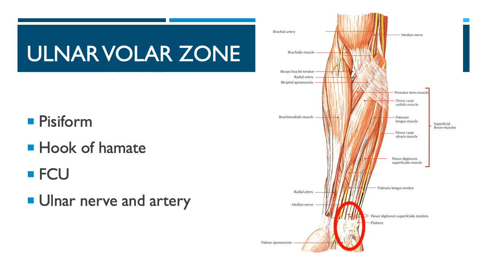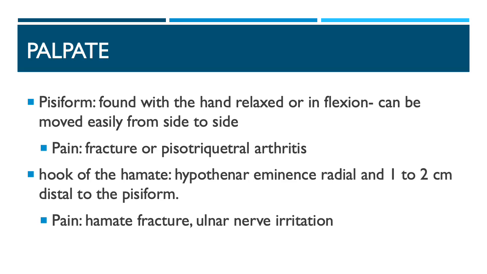In the ulnar volar zone, you'll find the pisiform, the hook of the hamate, the FCU, and the ulnar nerve and ulnar artery. A pisiform can be found with the hand relaxed or in slight flexion, and you can almost like pick it up and move it side to side. Pain here can indicate fracture or pisotriquetral arthritis.